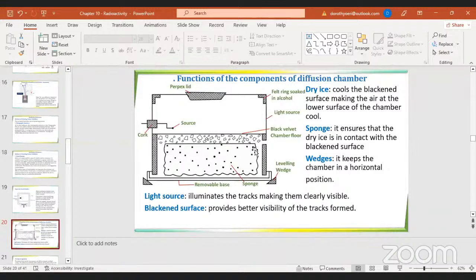Now, what is the function of the sponge? It ensures that the dry ice is in contact with the blackened surface. The chamber light source illuminates the tracks, making them clearly visible. And then the blackened surface provides better visibility of the tracks formed.